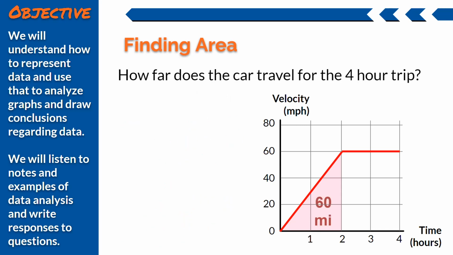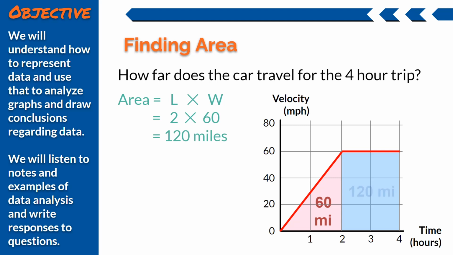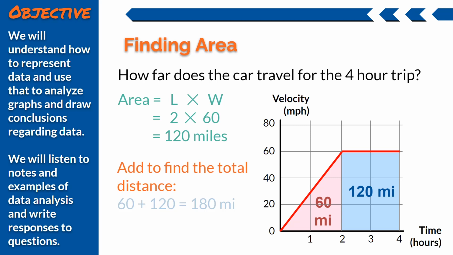What if I asked you for the entire 4-hour trip? The first 2 hours we already have, so let's just find the rest of it. For the next 2 hours, you travel 60 miles per hour. Again, I can just do that with the area equation, or I'm sure you can do that very quickly in your head as just 2 times 60, which is 120 miles, meaning that they travel 60 miles in the first 2 hours and then 120 miles more. Their total is 180 miles in that 4-hour journey.